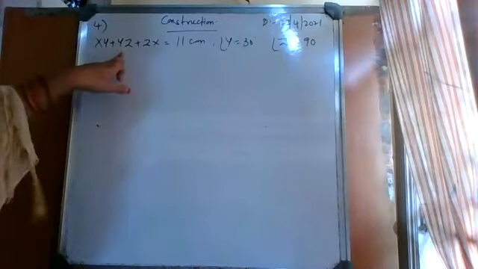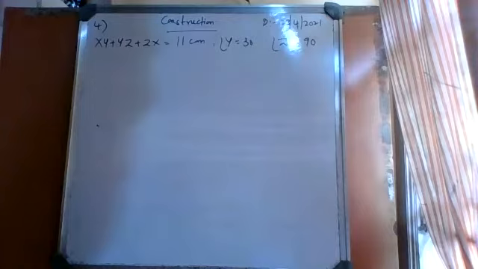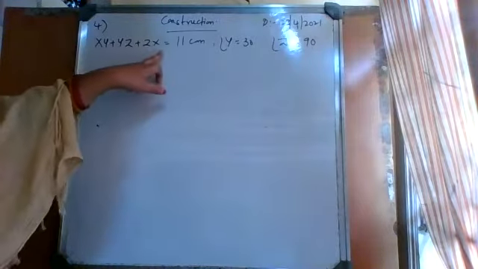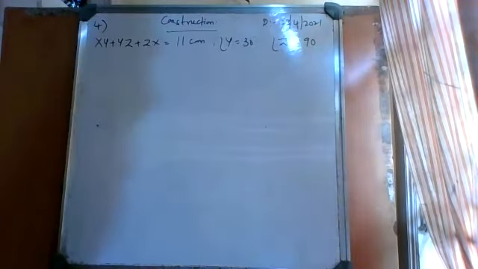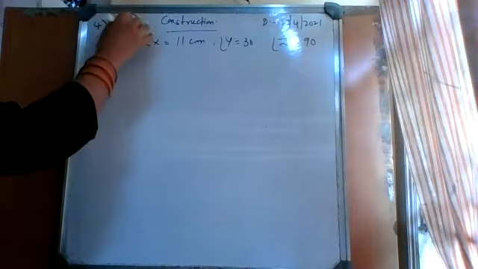Hello friends. This is question number 4 of construction second exercise. Construct a triangle XYZ in which angle Y is equal to 30 degrees and angle Z is equal to 90 degrees and XY plus YZ plus ZX is equal to 11 centimeters. This is a very, very important 5 mark question.